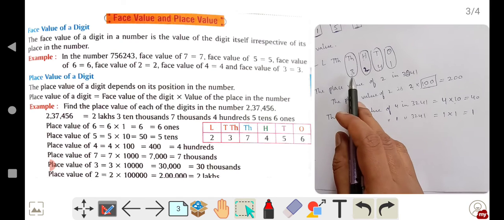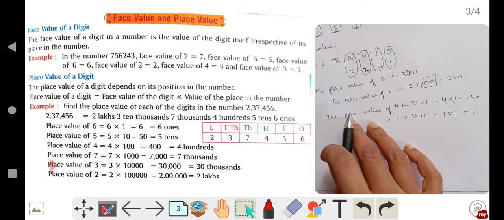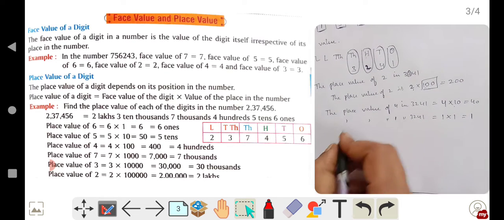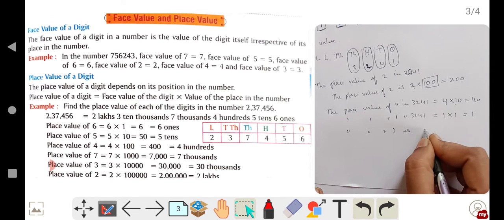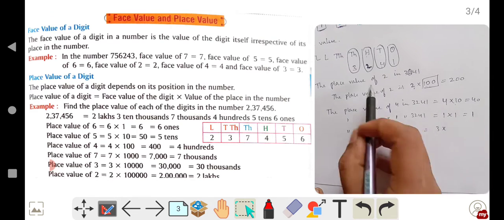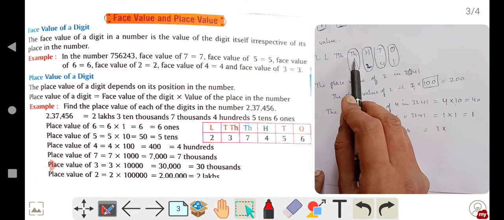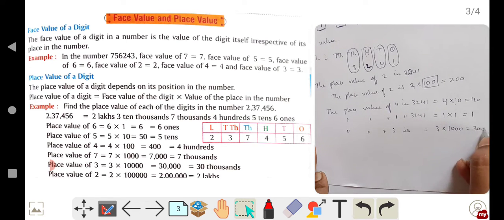And what is left here? One more, the place value of 3. Okay, so I'll write it here. The place value of 3 is 3 into... see here, 3 is in which place? Thousands place. 3 is in the thousands place. So, multiply 3 into 1000. That is equal to 3000. So, this is the place value.